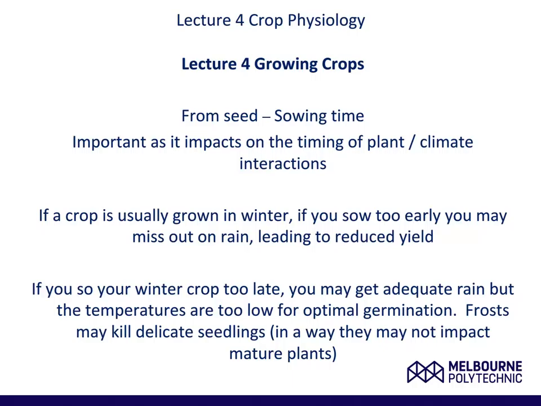So, in our example, if a crop is usually sown in the winter, if you sow the seeds too early, you may miss out on rain, leading to reduced yield. If you sow your winter crop in Australia too late, you may get adequate rain, but the temperatures are too low for optimal germination. Frost may also kill or denature delicate seedlings. This same frost may not impact more mature plants if you had your timing correct.